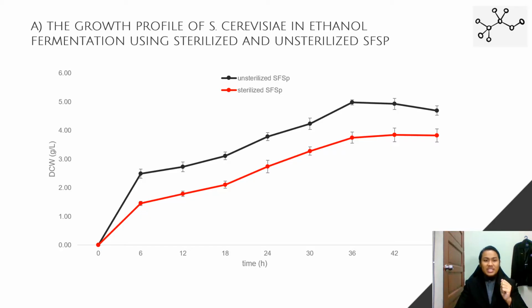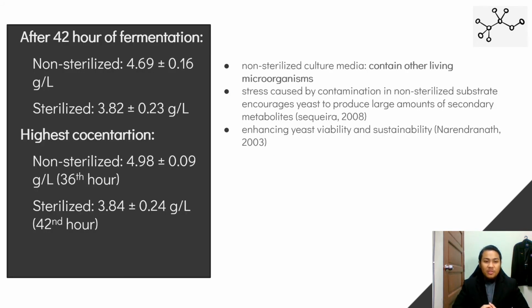For the results and discussion, the first result is the growth profile of Saccharomyces cerevisiae in ethanol fermentation using sterilized and non-sterilized Sago Frond sap. According to the graph, non-sterilized Sago Frond sap media produced the highest concentration at 4.98 grams per liter at 36 hours, while sterilized only reached 3.84 grams per liter at the 42nd hour.